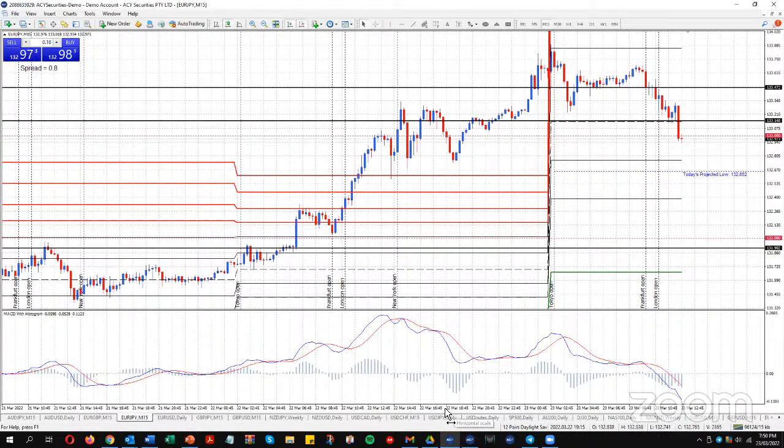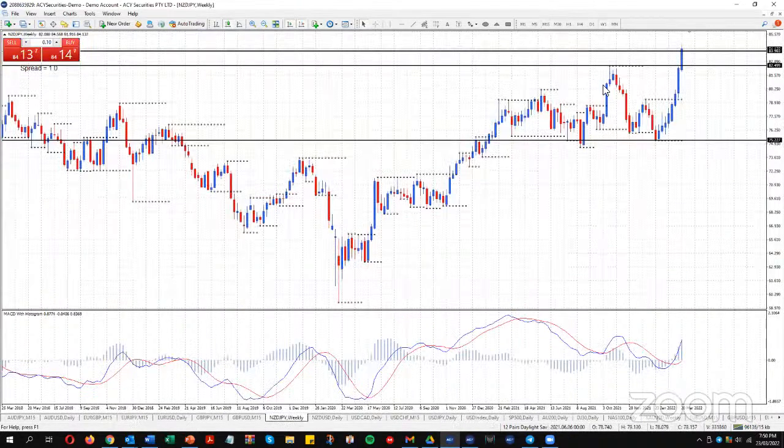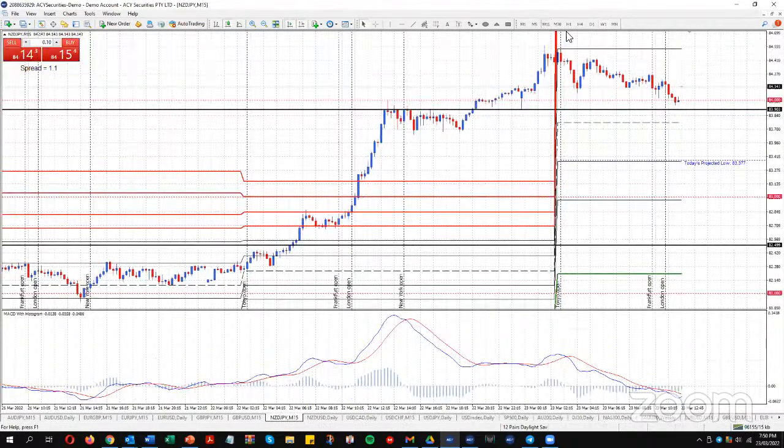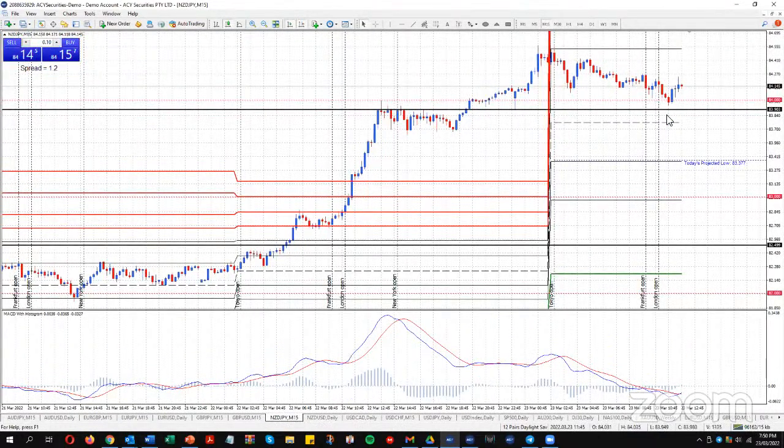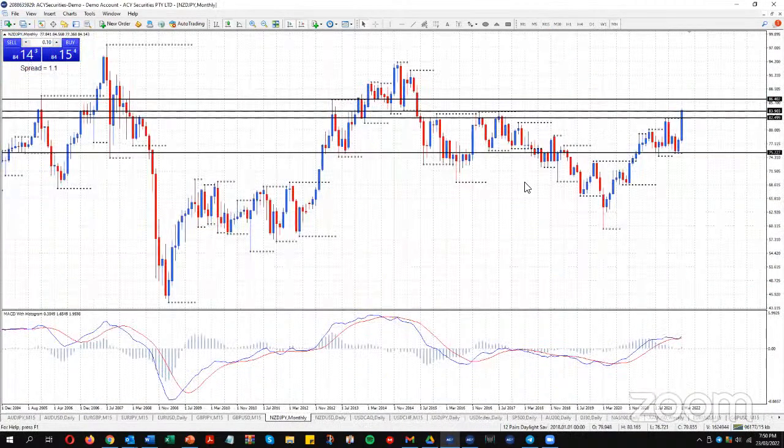New Zealand yen. Haven't covered this one yet. I just want to look at the 15-minute. It's very strong. Hasn't got back to the central pivot point. All right, so let's just do a top down on the New Zealand yen, the last one to go through on the yen crosses that I look at.